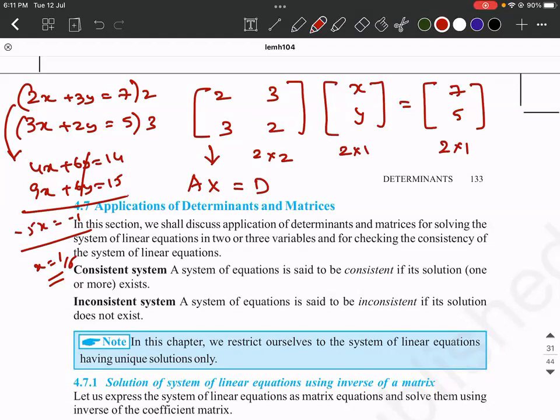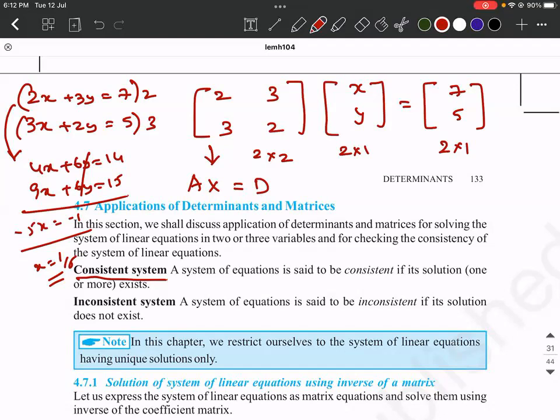Is that very clear? So if there are equations which have either one solution or infinitely many solutions, you call that system of equations a consistent system. So a consistent system is a system of equations which has one solution or infinitely many solutions.